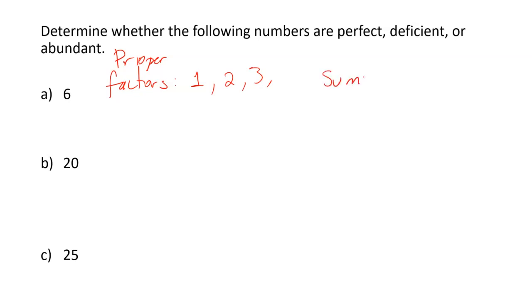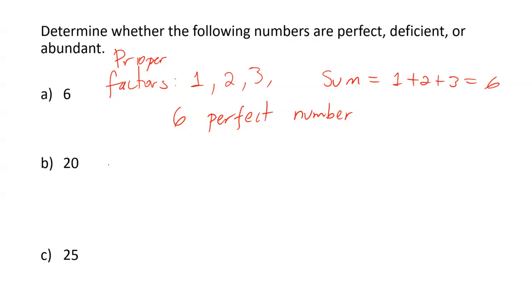If I do the sum of this, 1 plus 2 plus 3, I actually get 6. So 6 is a perfect number because it is equal to the sum of its proper factors.